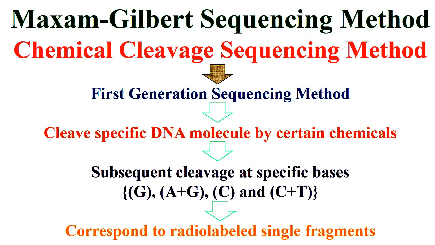Maxam-Gilbert sequencing method, or chemical cleavage sequencing method, is a first-generation sequencing method. Cleave specific DNA molecule by certain chemicals, and subsequent cleavage at specific bases such as guanine, and adenine in guanine, and cytosine and thymine, which correspond to radiolabeled fragments, as mentioned in next slide.